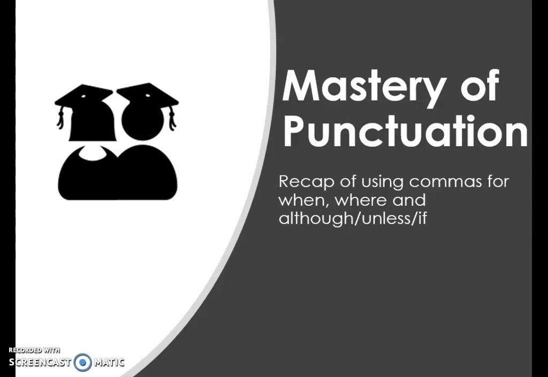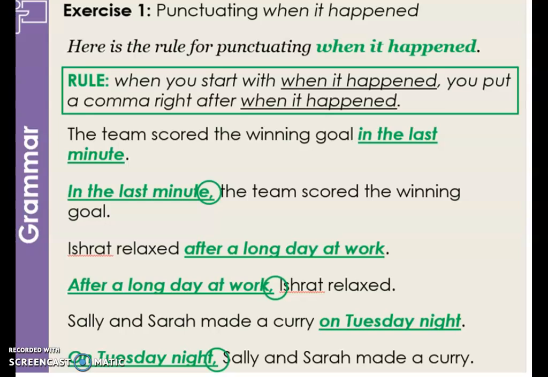Next, I've chosen certain groups of types of sentences: commas for when, commas for where, and commas for although, unless, if. I've bunched them all together here with a series of short recap activities because fundamentally the rules are the same. There's that big focus on if you start with the when, the where, the although, unless, or if, you put a comma at the end of it. And if you end a sentence with those things, you don't need a comma.